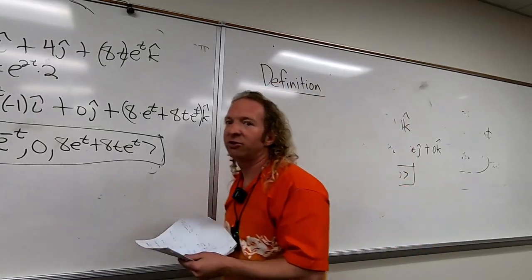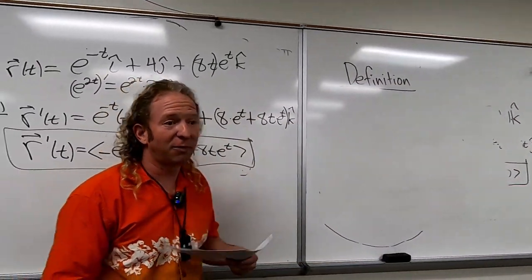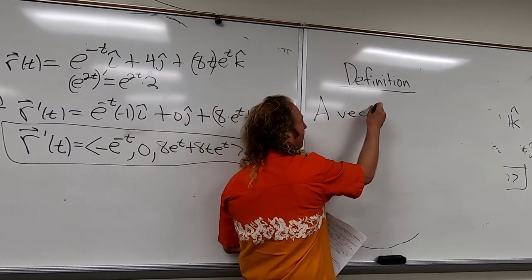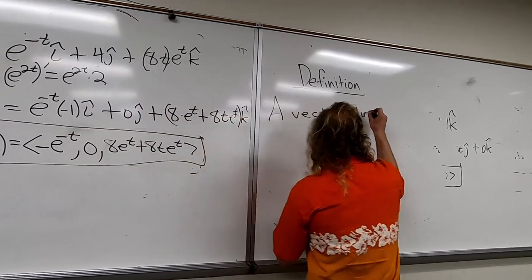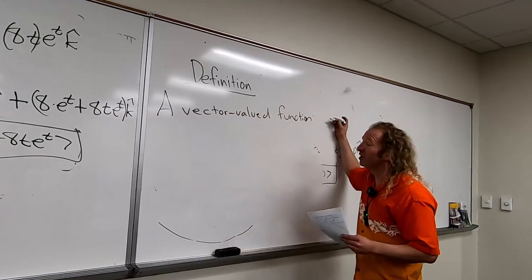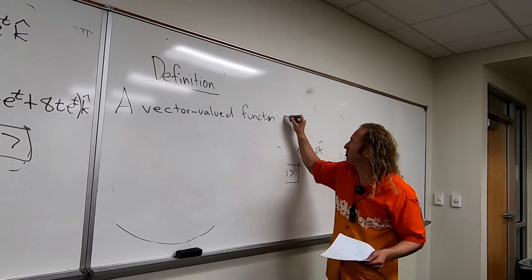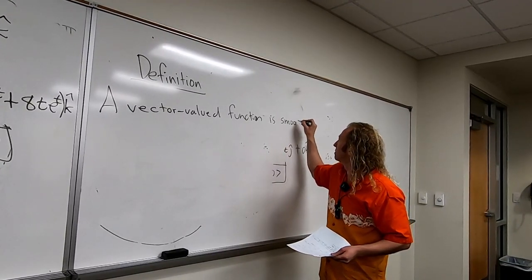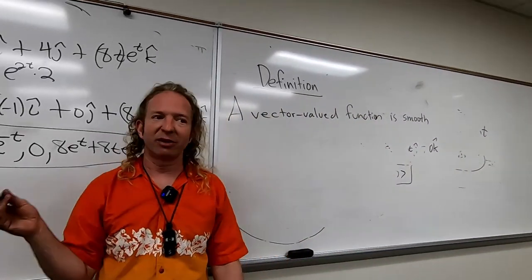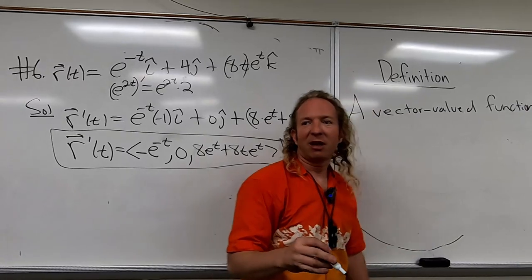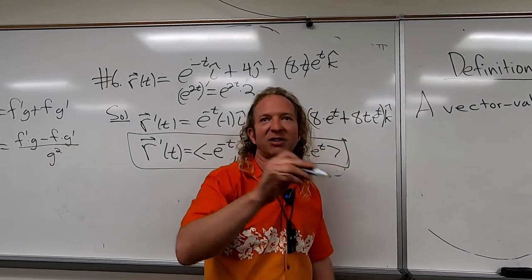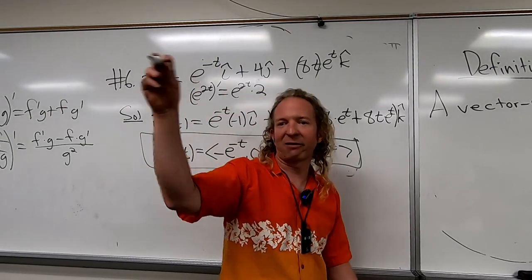You see these in Calc 2, so if you remember, you may have done this in Calc 2, maybe not. It depends. So a vector-valued function is smooth. Smooth basically means intuitively that when you graph it, it has no sharp edges or cusps, and it has no sharp turns in orientation. For us, the interval is going to be all real numbers.